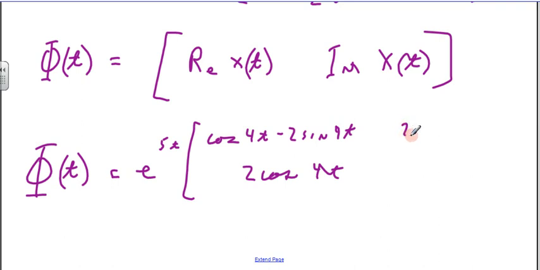and then we'll change colors. 2 cosine 4t plus 2 sine 4t and 2 sine 4t. Okay, sounds good.